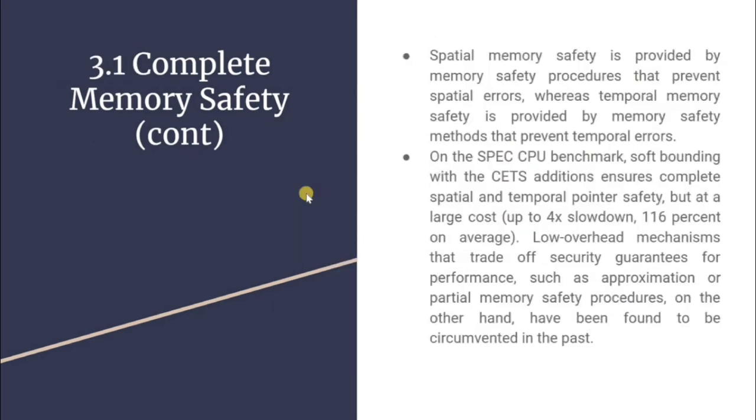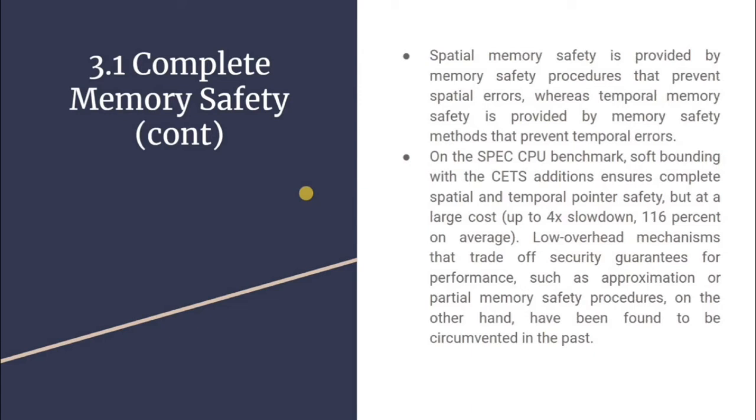Spatial memory safety is provided by memory safety procedures that prevent spatial errors, whereas temporal memory safety is provided by methods that prevent temporal errors. On the CPU benchmark, SoftBound with the CETS additions ensures complete spatial and temporal pointer safety, but at a large cost: up to 4 times slowdown, 116% on average.